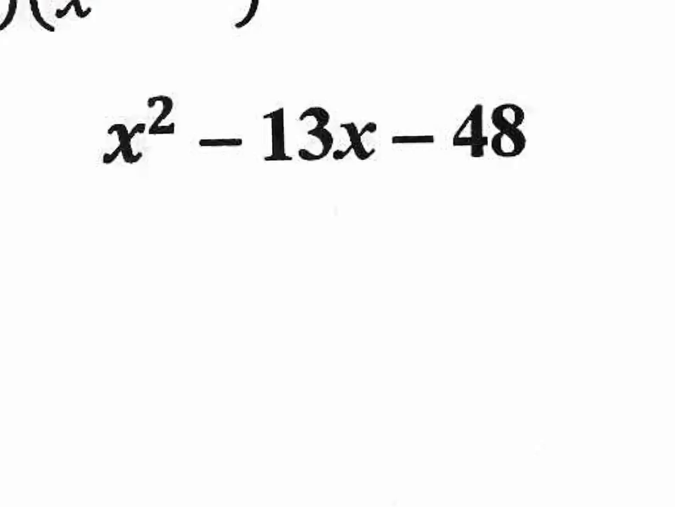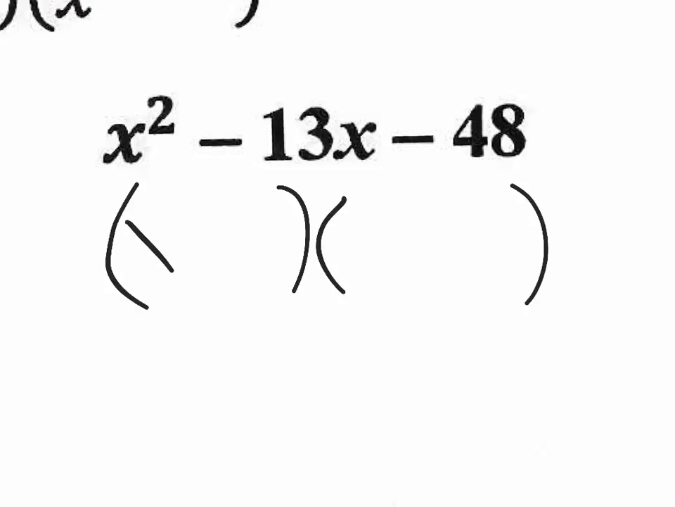Because there's no number here in front, it's as easy as this. Set up your answer format, put the x, and then think what times what is c that if I combine together is b. So what times what is negative 48 that if I combine together is negative 13?